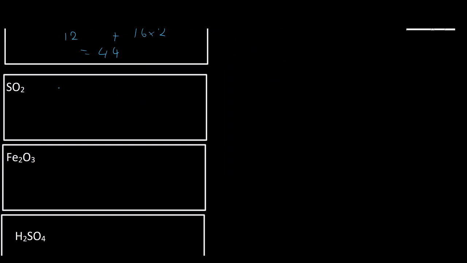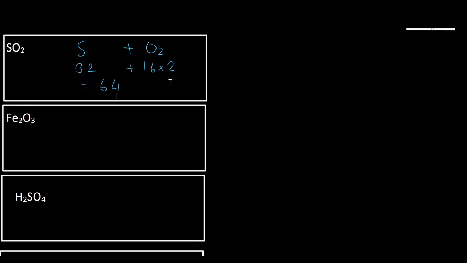Now, let's solve another example. We have sulfur dioxide. We have S plus O2. Now, what is the atomic mass of sulfur? It's 32 plus the atomic mass of oxygen, which is 16 into, again, 2. So that gives me 64. It's pretty easy, right? Well, let's solve another one.